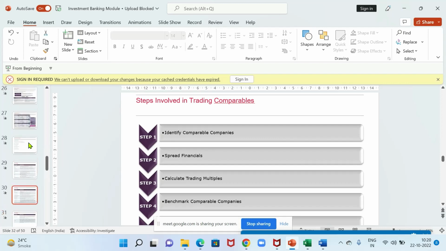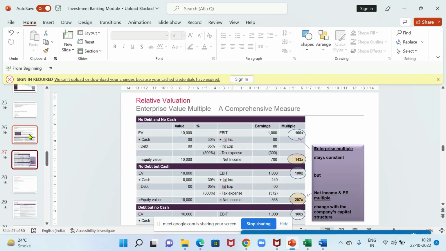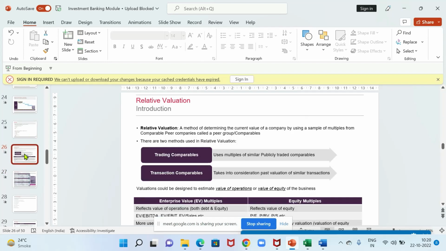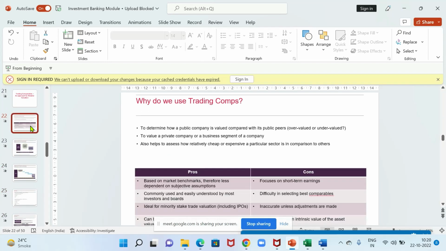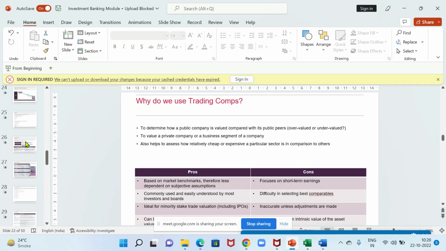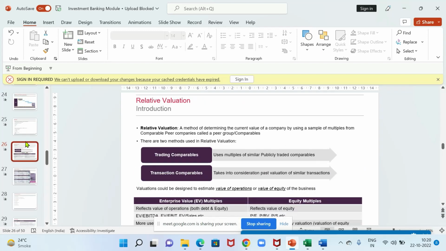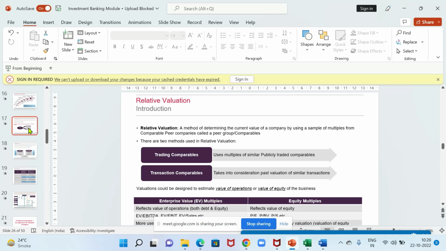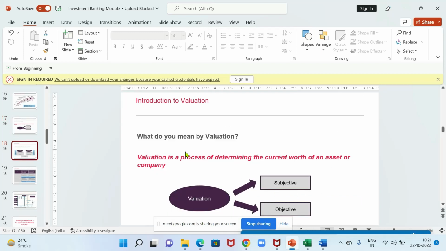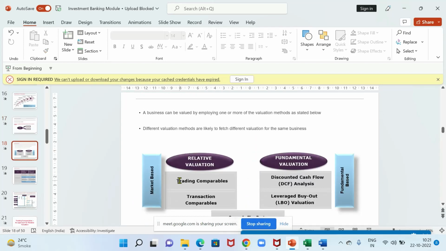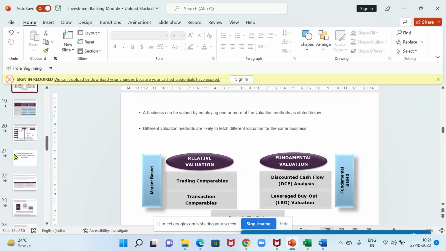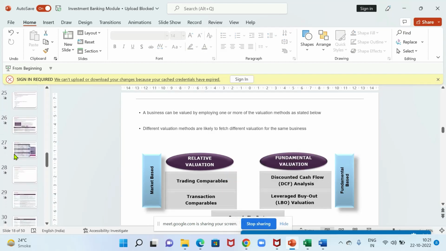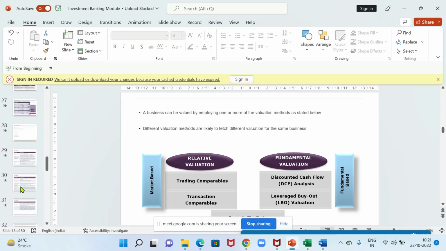As we had initially discussed, there are two valuation approaches. One is relative, and one is fundamental. So we are now covering trading comparables. Why do we do trading comparables, and what are the steps involved in trading comparables?